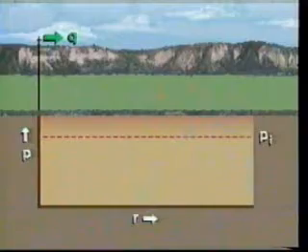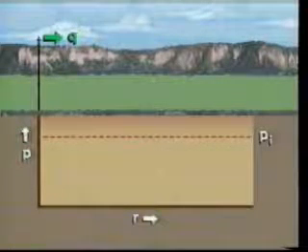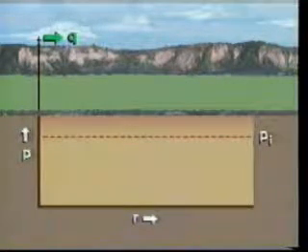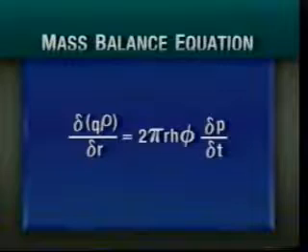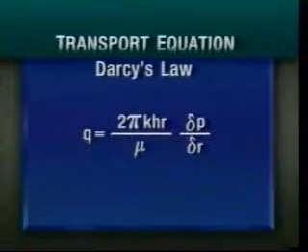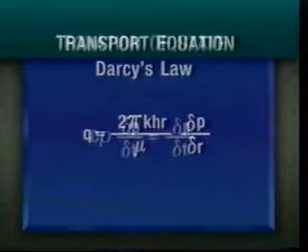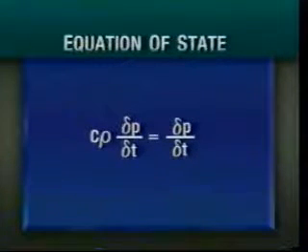Let's begin. The basic model for describing reservoir pressure response to flow is developed by combining 3 fundamental equations. A mass balance or continuity equation, which states that the rate of accumulation of mass in an incremental element is equal to the rate of mass flux into the element minus the rate of mass flux out of the element. A transport equation, in this case Darcy's law, which describes the relationship between volumetric flow rate and the pressure gradient, and an equation of state, which relates fluid density to pressure and temperature.